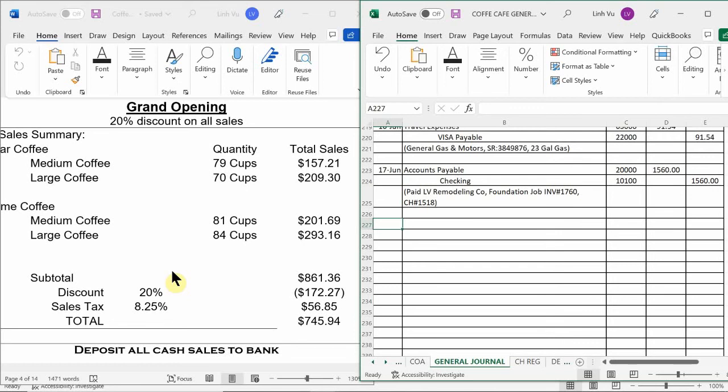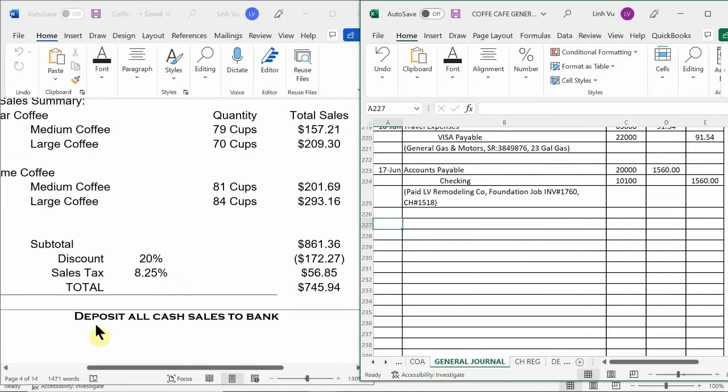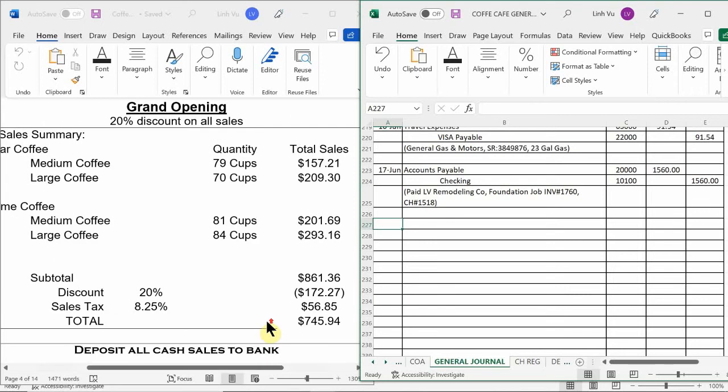We also gave a discount of $172.27. Tax was $56.85. So therefore, we've collected $745.94. And it says deposit all cash sales to the bank.